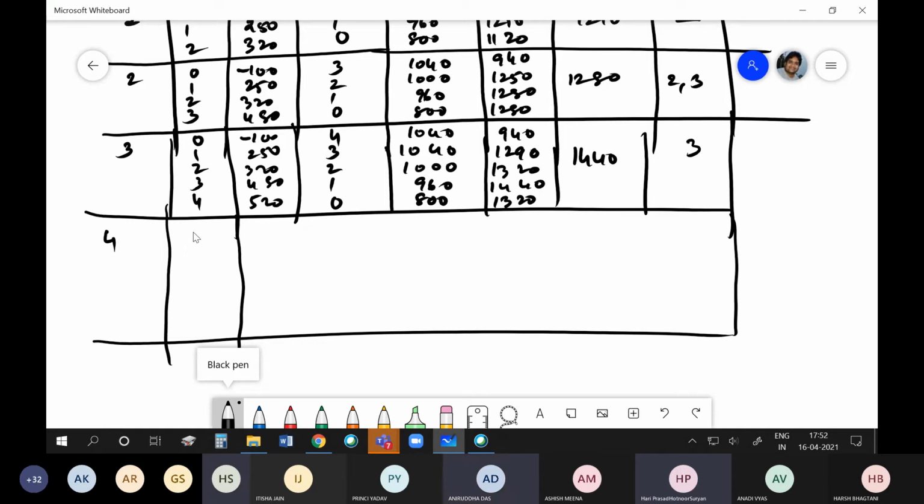1 to 4. 1 to 5. I have to release 1 because otherwise the capacity will be exceeded. Okay, so 1, 2, 3, 4, 5.